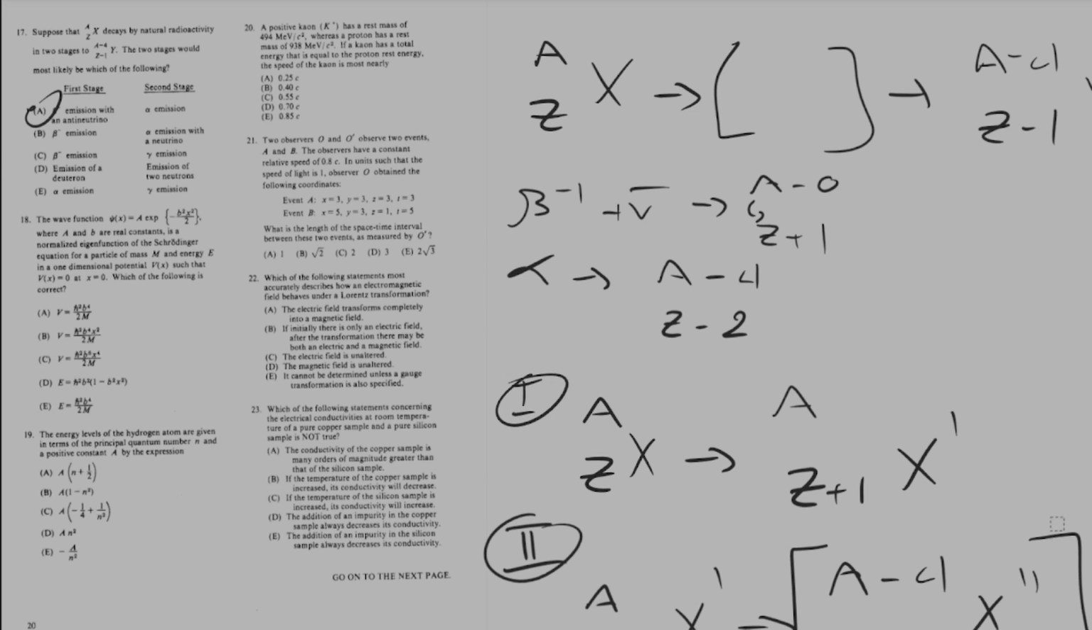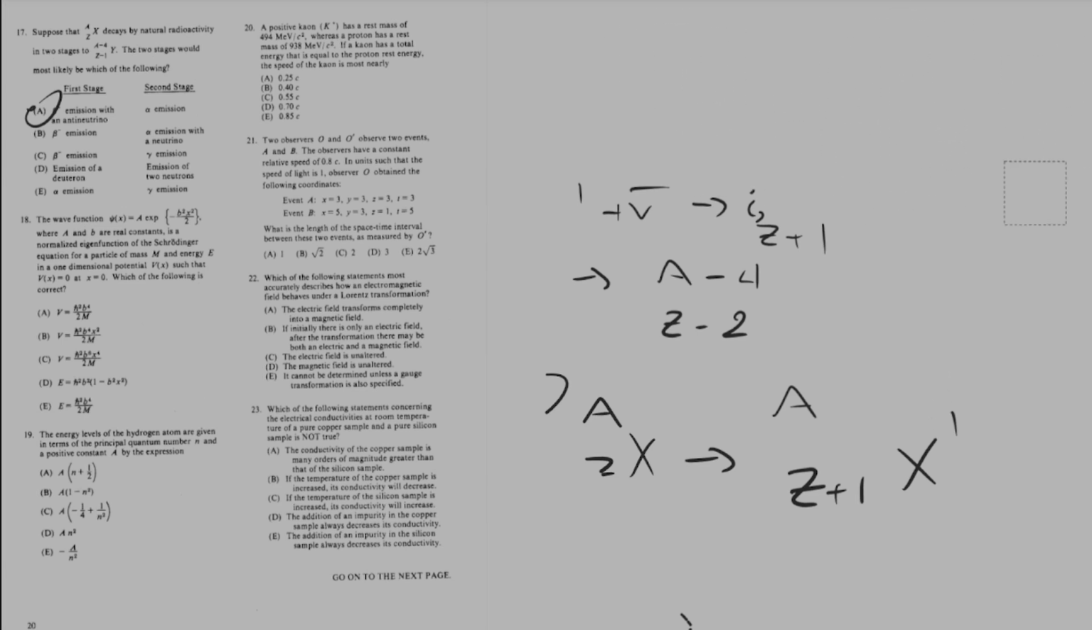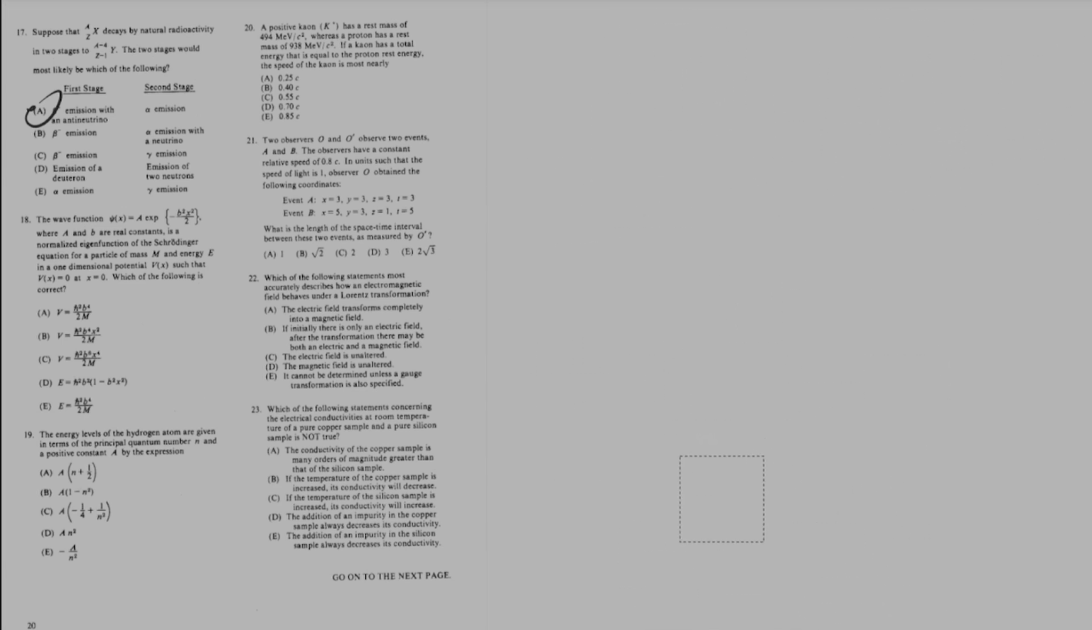All right. Next problem. Let's see. It looks like this one has to do with Schrodinger's equation. The wave function psi of x is A e to the minus b squared x squared over 2, where a and b are real constants, is a normalized eigenfunction of the Schrodinger equation for a particle of mass m and energy E in a one-dimensional potential V of x such that V of x equals 0 at x equals 0. Which of the following is correct? So it's looking to solve for V or A.